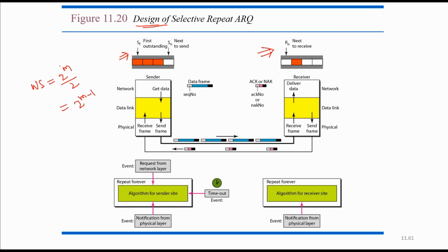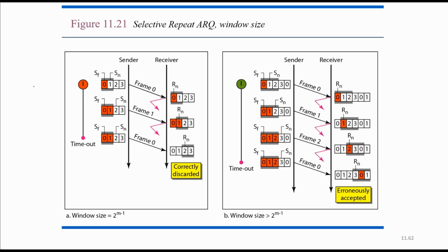Then in the previous one, it was higher, but here it is lower. So what is the role of the window size is given here again. Suppose the window size is 2 to the power m minus 1, and a window size that is greater than 2 to the power m minus 1.